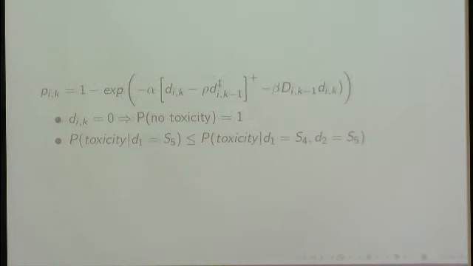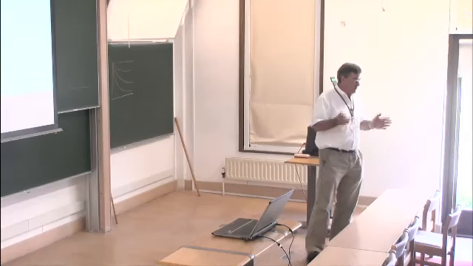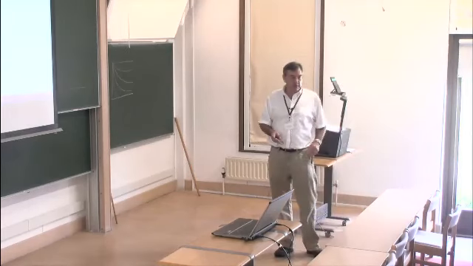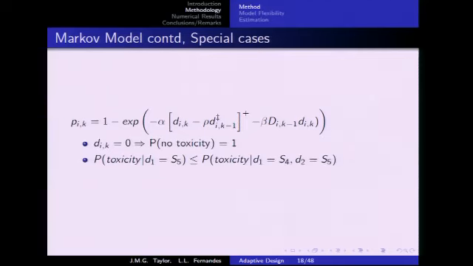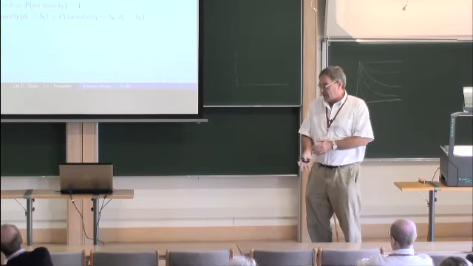So here's the model written in a different way, just getting rid of the log. The probability of toxicity is 1 minus e to the something. So this e to the something is the probability of no toxicity. If you look at some special cases, if you give no dose, you get no toxicity. That's a feature of this model, and that struck me as good. That's important, so that's why you have delayed effects. If you don't give any dose, you can't have a toxicity due to something you got in the past.